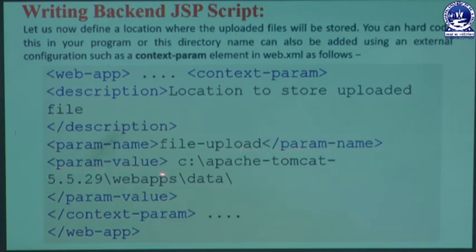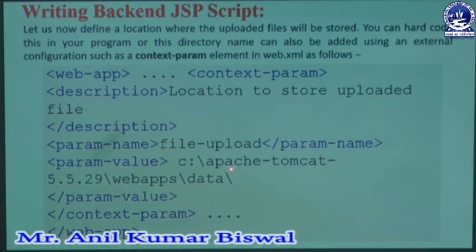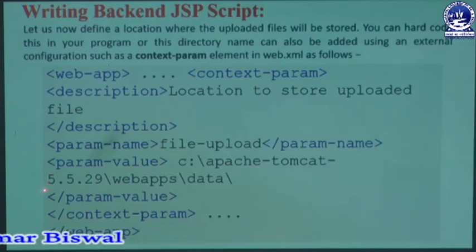Then we have a param value which contains the location of a specific file where the JSP code is executed, in a web server, because we know that we have a web server named Apache Tomcat, version 5.5.29, and that file exists in our webapps folder. In that folder we have another folder named data.